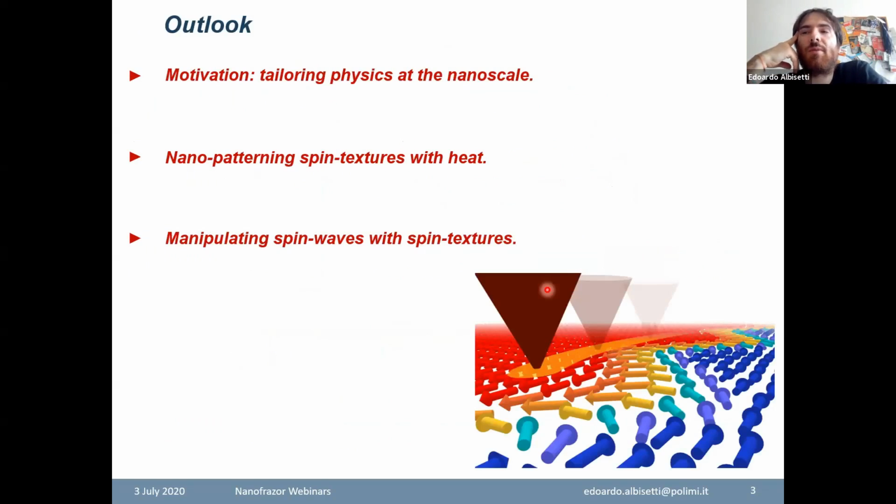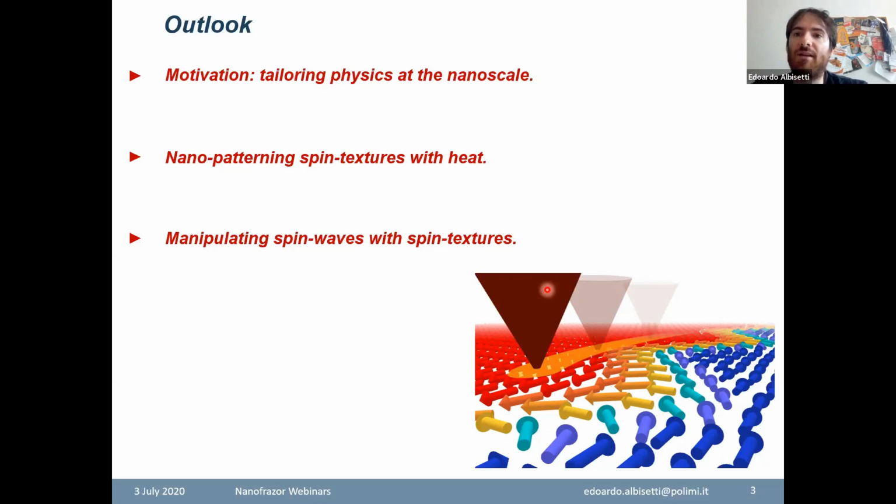So this is the outline of the presentation. First, I will talk about the motivation for our work, a little bit more in general than the particular application that I will talk about. And the motivation is to try to find new ways for tailoring the physics of material at the nanoscale for building new materials. Then I will talk about the specific technique that we developed that is used for patterning spin textures. So zones of the magnetic materials with a well-defined direction of the magnetization using the heated tip.